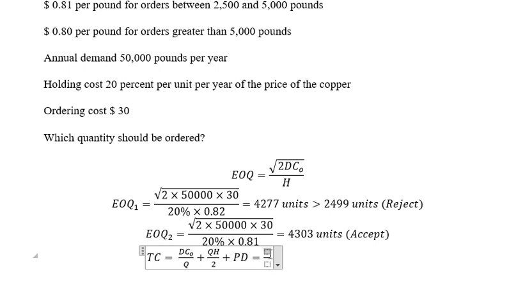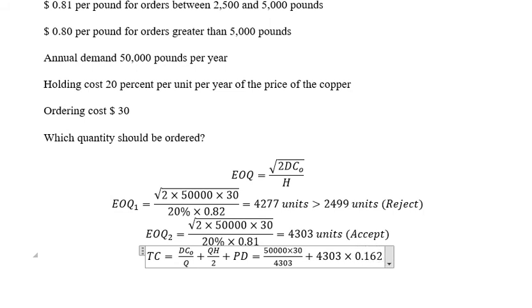So we have D is about 50,000 multiplied with 30 divided by 4,303, and we have 4,303 multiplied with 0.162. That's about 20% multiplied with 0.81. That's why you got about 0.162 from the holding cost in here. Divide by the number 2.